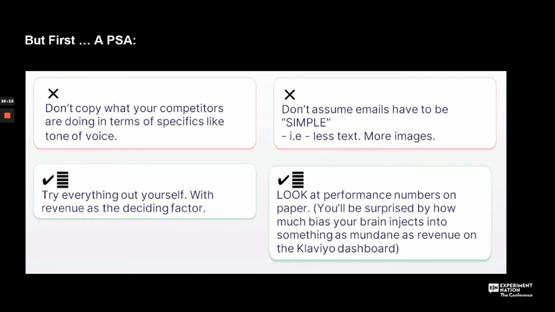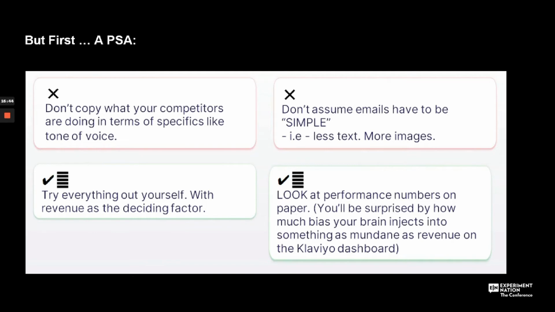Try everything out yourself with revenue as the deciding factor. I know revenue gets a lot of flack, but at the end of the day, I will be very candid. I am expected to generate revenue, so I look at revenue as the deciding factor. Obviously, that goes without saying, I'm not going to bombard people with spammy messages. We've had a whole talk about that right now. But at the end of the day, I am priming them up to buy more, even with the content emails I'm sending. Look at the performance numbers on paper.